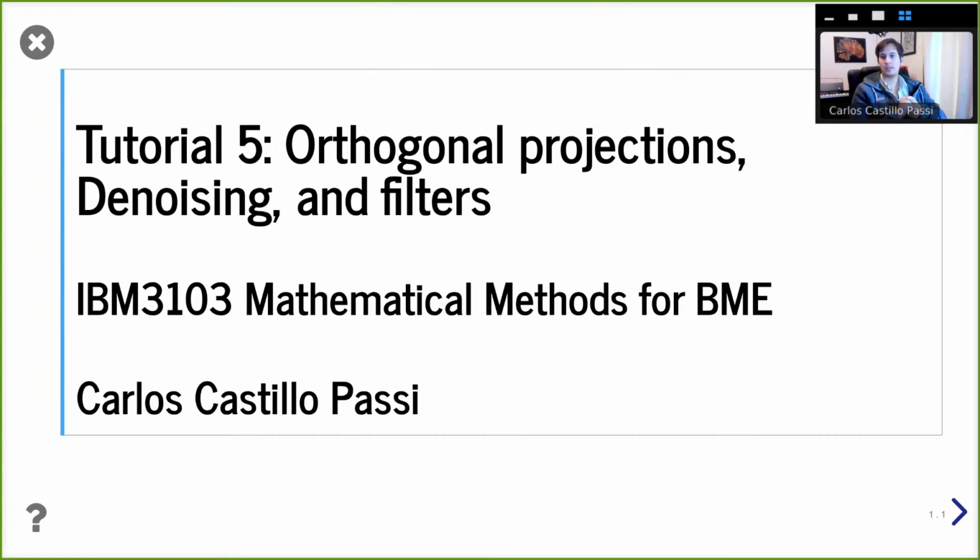Then after that, I'll be relating the least squares problem with denoising, or at least a very basic way of describing a denoiser. And then I'll talk a little bit about filters and how to clean a signal. That is a thing that is very common in signal processing and in general.